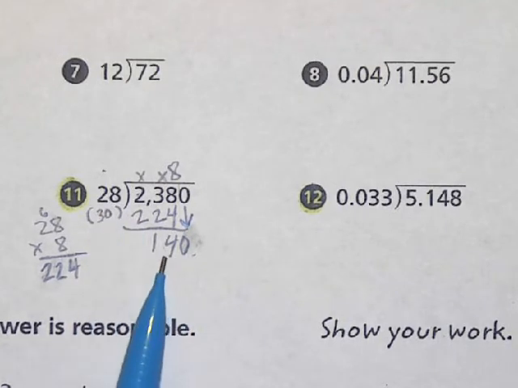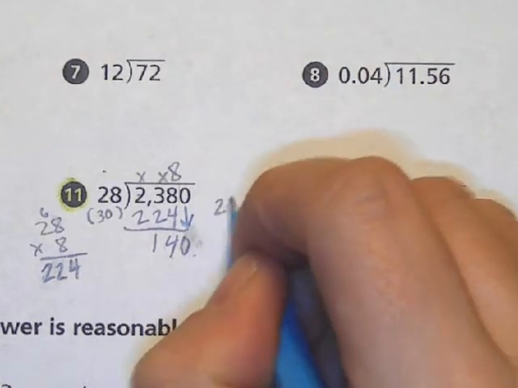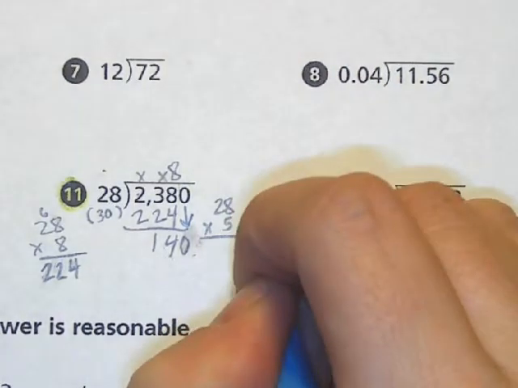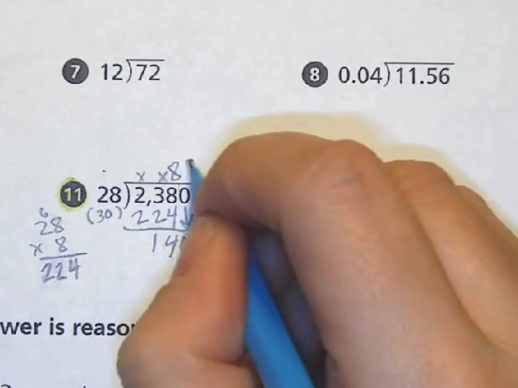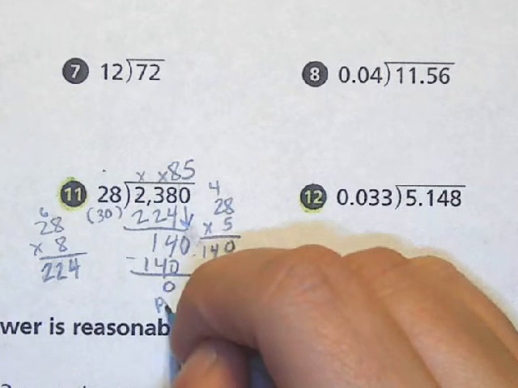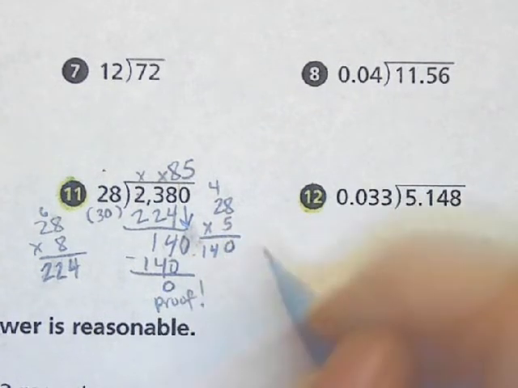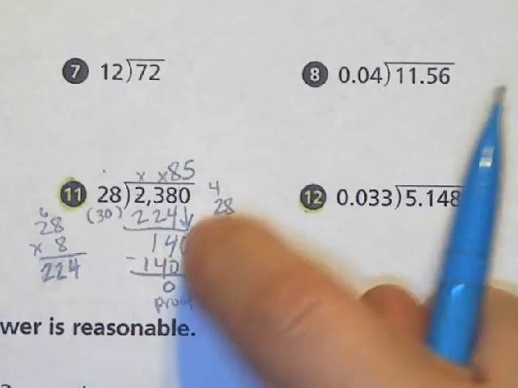Ooh, this is awesome. You know why? Because 14 is half of 28, so I know that this is going to be 5. 28 times 5 is going to be 140. You don't believe me? Let's prove it. Aha! There's my proof. You're going to write proof.